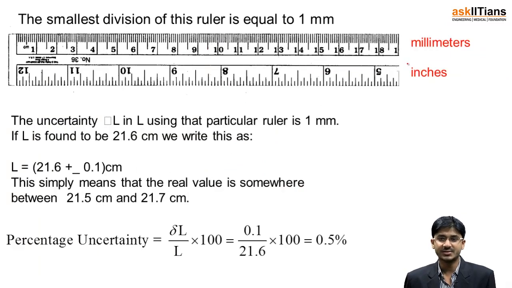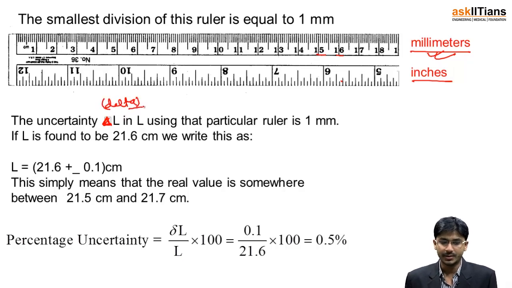How do we express the uncertainty of the measurement quantitatively? Now as you can see, this is a common ruler that we use all the time. This is in terms of millimeters and centimeters. These larger numbers, 15, 16, are centimeters. This is in terms of inches. We will be mainly concerned with this. Now this is delta L. This triangle sign is called delta. It is pronounced like this, delta.